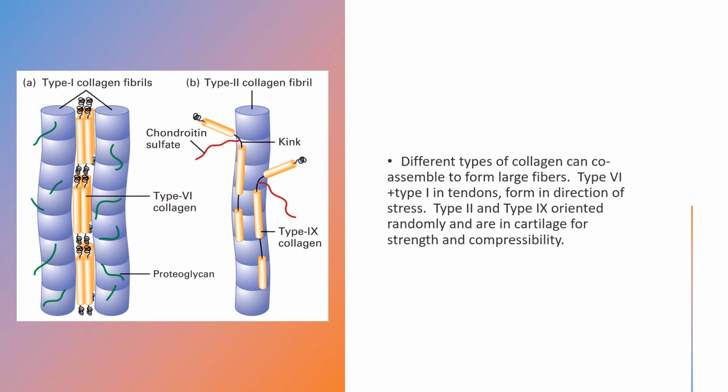Further, moving towards the details, the different types of collagen can co-assemble to form large fibers. Like type 6 and type 1 in tendons, they form in the direction of the stress. Further, type 2 and type 9 are oriented randomly and are in cartilage for strength and compressibility. So there can be various types. For example, type 1, which is the chief component, as can be shown in the image. Type 1 is the chief component of the tendons, ligaments and bones.